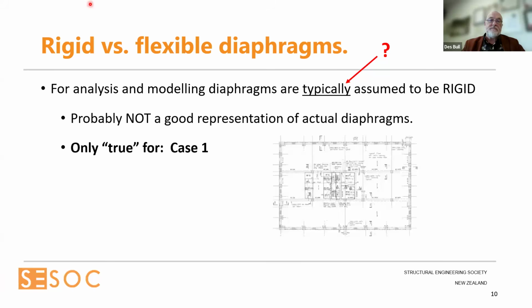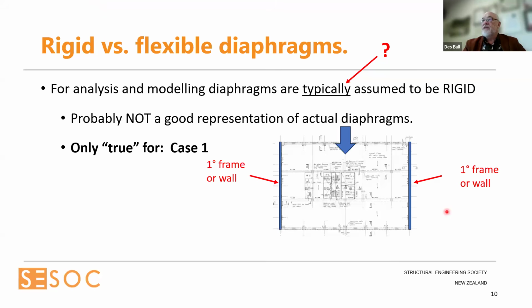And that's the case where you have an earthquake in this direction. This is a moment-resisting frame, concrete moment-resisting frame, and it's only got frames and or walls on the perimeters. This is the only time that rigid diaphragms are basically okay to use, because we've got no secondary frames or walls in the middle, so it's pretty simple.